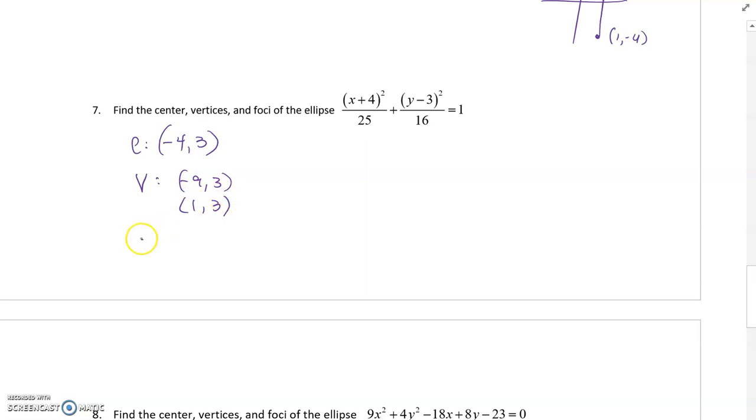And then to find the foci, we need to find the c values. And we can do that by solving 25 equals 16 plus c squared, leading to c squared equals 9. So c equals 3. And that means go left and right 3 from the center. So that'll be negative 7, 3 and negative 1, 3. Pause it to do the next.